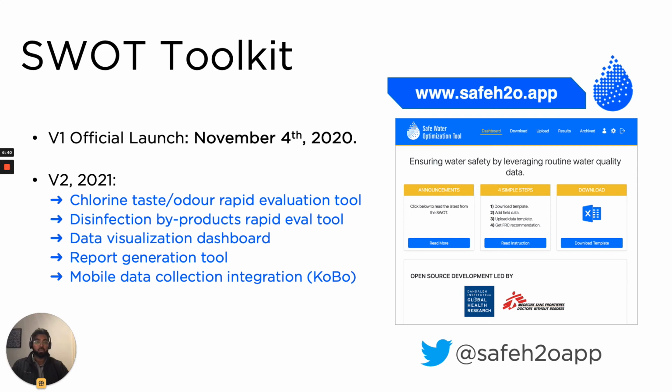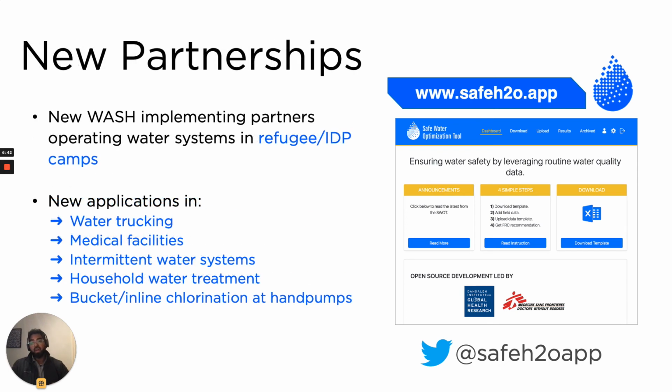collection platforms like Kobo. We are now seeking new implementing partners to use the SWOT in water systems in refugee and IDP camps. We're also interested in expanding to other kinds of water supply programs in which we want to demonstrate the utility of the SWOT, including in water trucking, medical facilities, intermittent water systems, household water treatment, and bucket and inline chlorination and hand pumps.